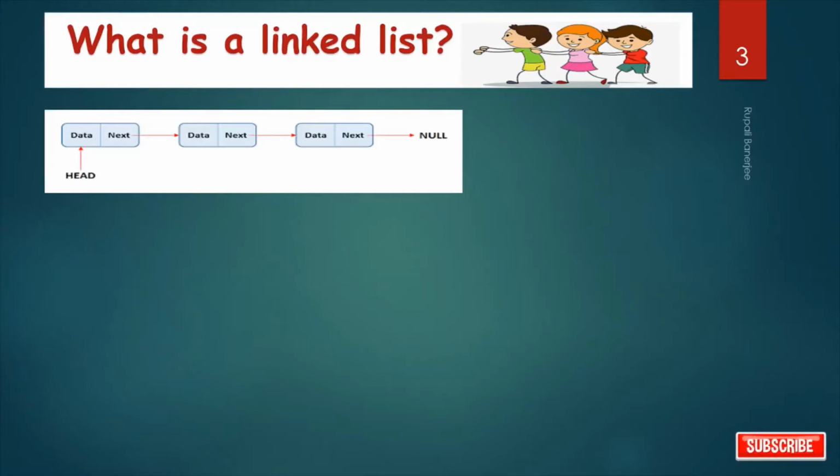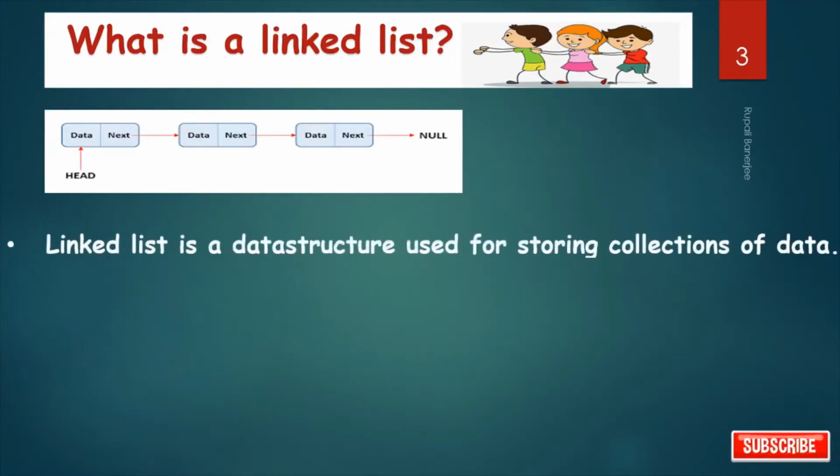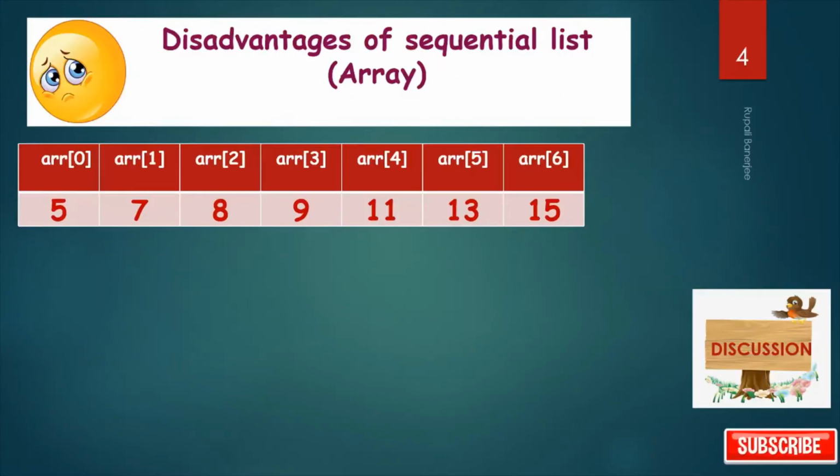So, what is the definition of linked list? Linked list is a data structure used for storing a collection of data. But see, array is also a data structure used for storing a collection of data. Then what is the disadvantage of array so that we should learn linked list? Both arrays and linked lists can be used to store linear data of similar type. But what is the disadvantage of a sequential list like array, so that we have to learn linked list?